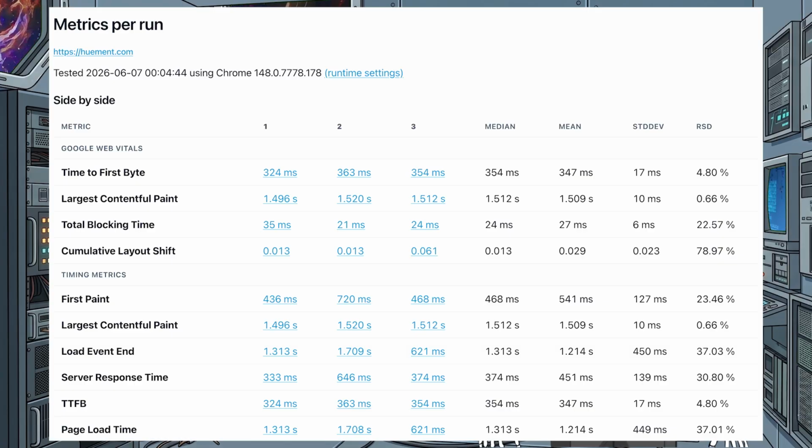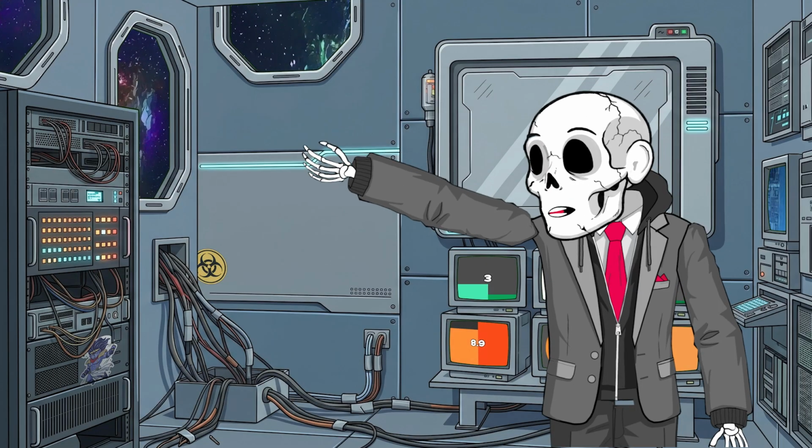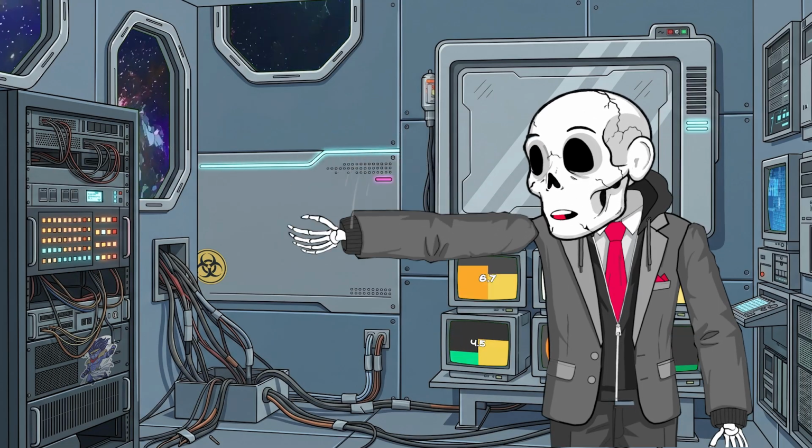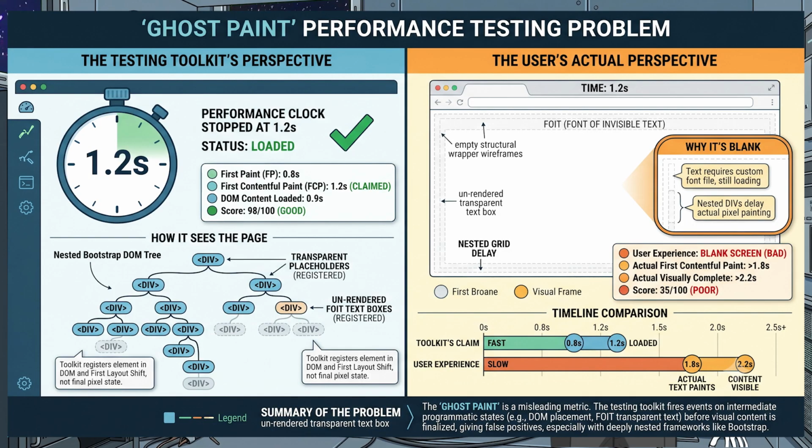The tools claim the initial first paint happened in under 500 milliseconds, but to a real human user, the screen remains completely empty for a full second. This is what engineers call a ghost paint, a mismatch between programmatic data and human perception. This happens due to two major architectural flaws. First, the invisible font trap, where the browser logs a successful content paint but renders the text completely transparent because the custom web font is still stuck downloading over the network.